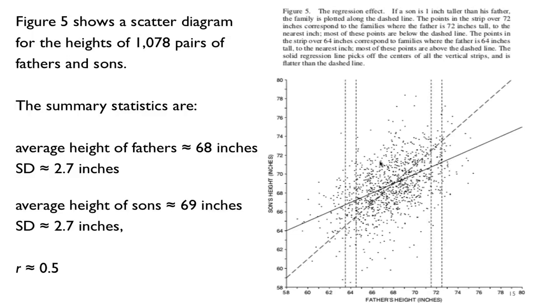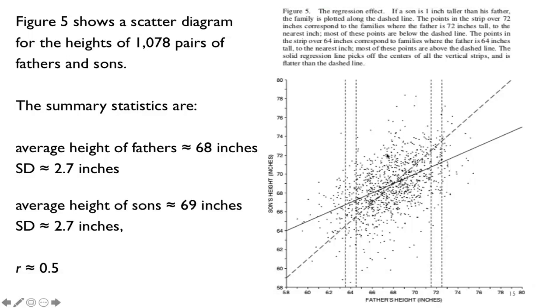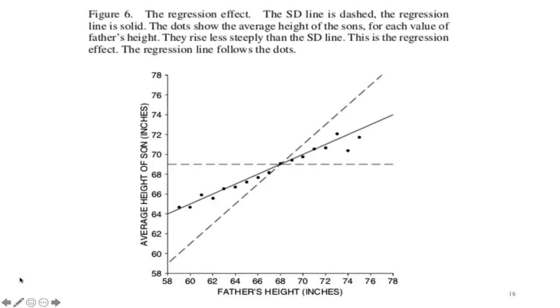Okay, so here's the example that we saw previously, which is when we pair up heights of father and heights of son. Each of the points here, you remember, corresponds to the height of a son and the height of the father. The average height of the father is 68 inches with an SD of 2.7. The average height of the son is 69 inches with an SD of 2.7. And the correlation coefficient is 0.5.